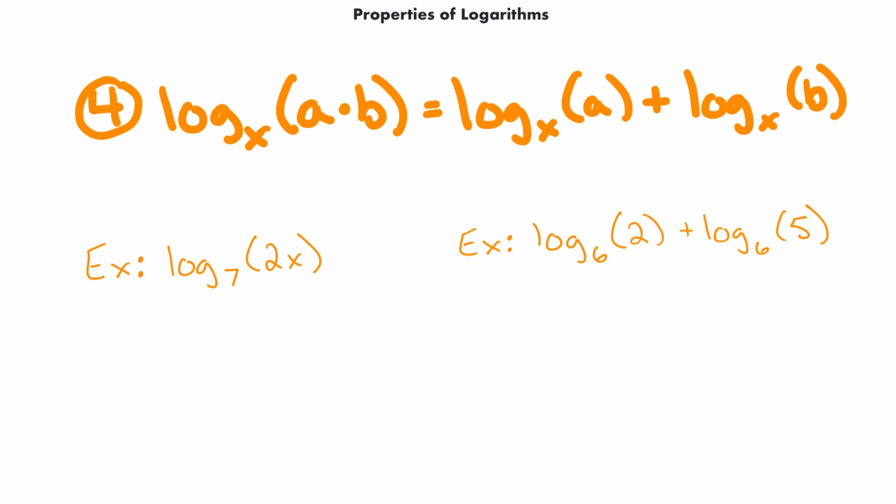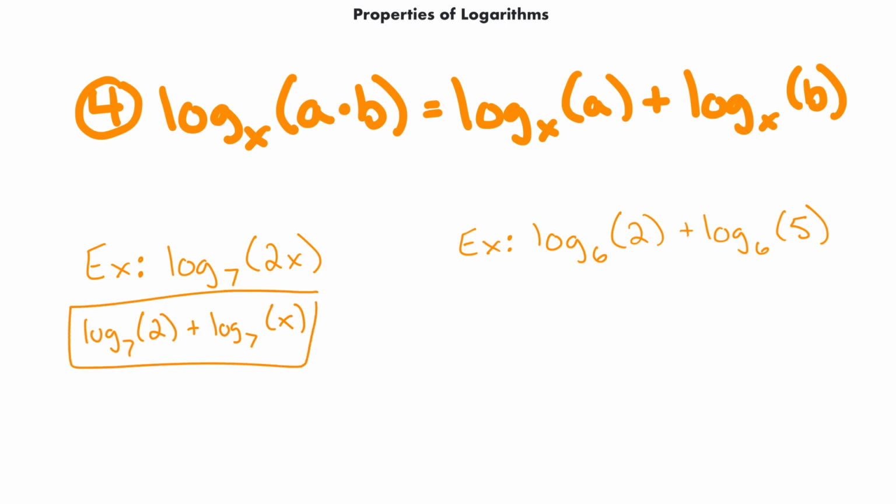So example number one, I have log base 7 of 2x. That is 2 times x. Now I don't know why any mathematician would ever want to do this, but you could technically break that single logarithm into two logarithms, being log base 7 of 2 plus log base 7 of x. Now, I would never do that. The reason I wouldn't do that is I started with one logarithm and then I did that process to get two of them. I did not simplify this. I made it more complex. I had one thing and I turned it into two.